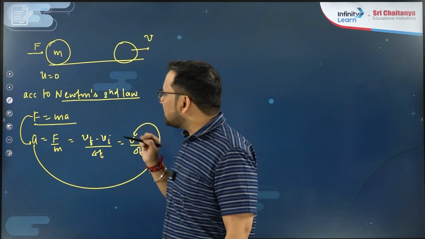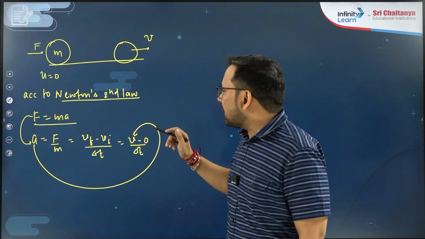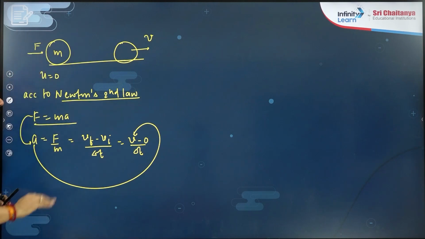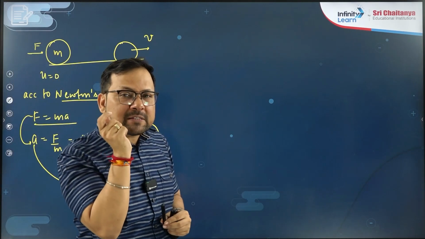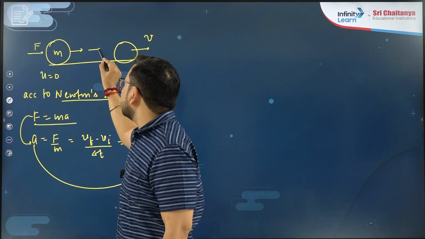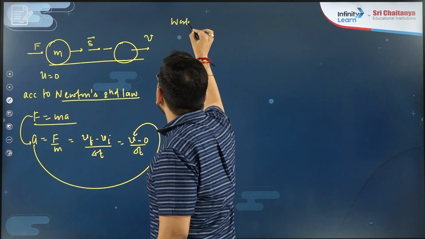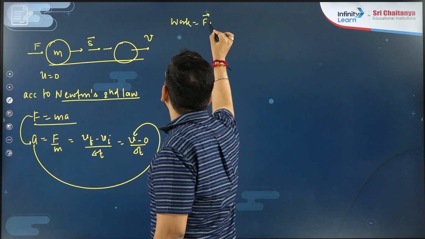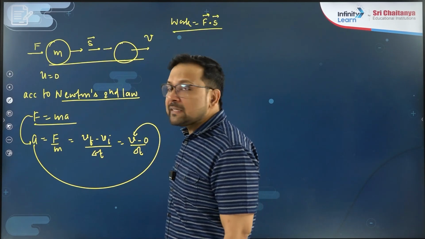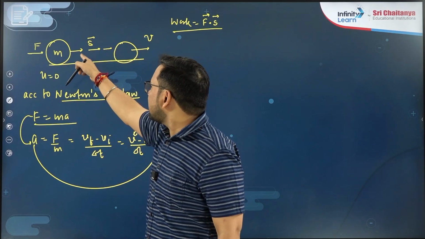Now we want to do the similar thing, the same thing, but with a different logic. What is the different logic? This is the force here. When you are applying this force, the body is displaced also. And since it is displaced, this is the displacement, we can say there is work also. So work is equal to F dot S. And here is a work. Is this work positive or negative? Force is where? Right side. Displacement is where? Right side.